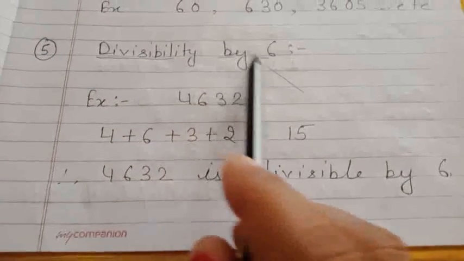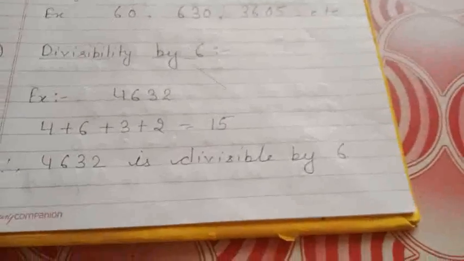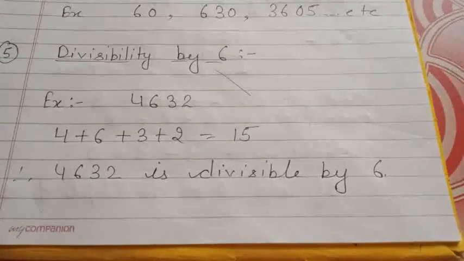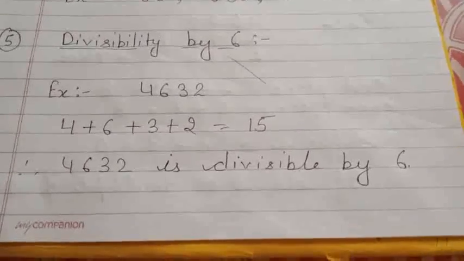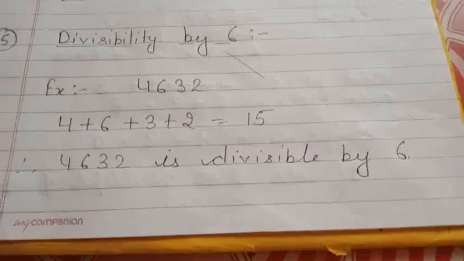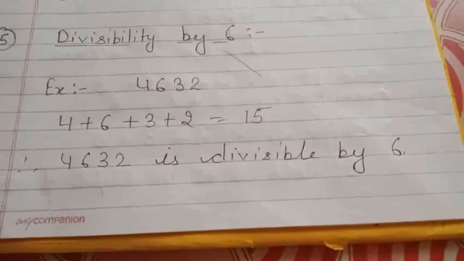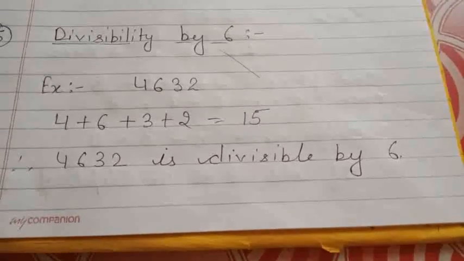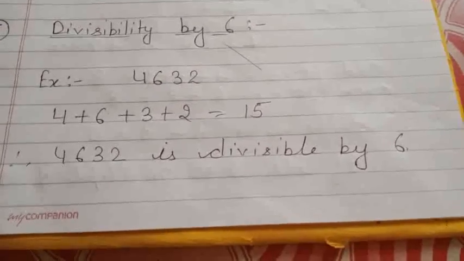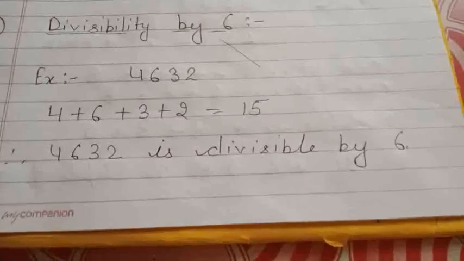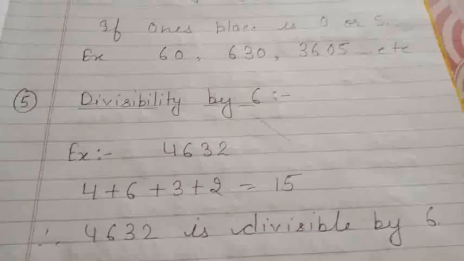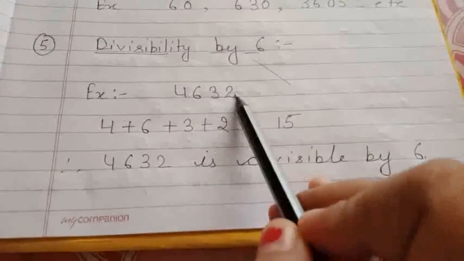Next is divisibility by 6. As we have learned the divisibility tests of 2 and 3, if any number satisfies the divisibility tests of both 2 and 3, then that number will also be divisible by 6. Let's check it with an example.